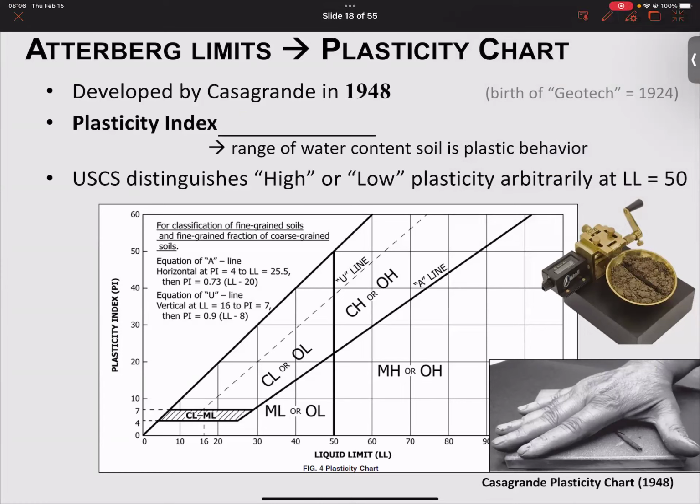So that is the liquid limit, which is determined using this experiment, subtracting out the plastic limit, which is this guy here, the hand.